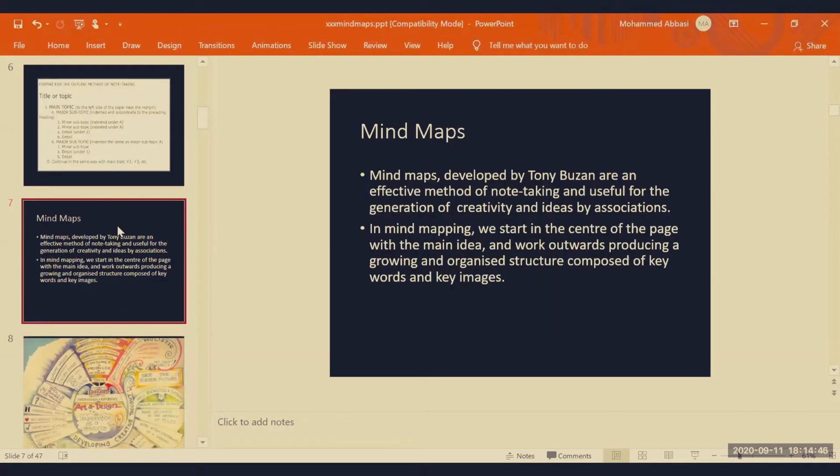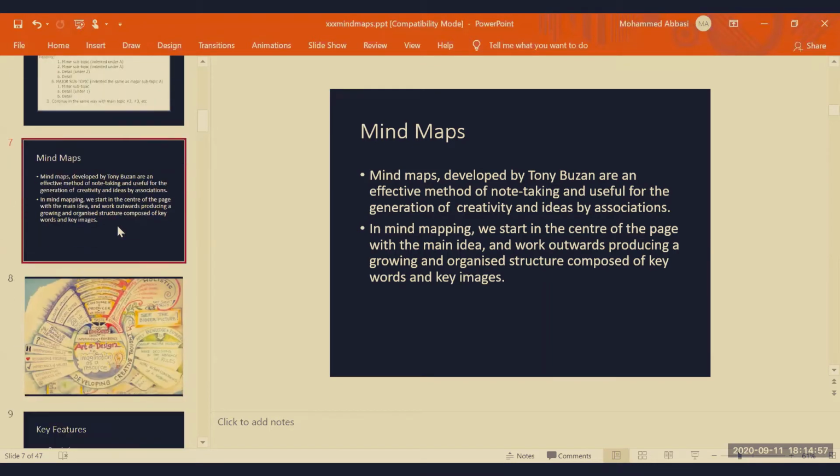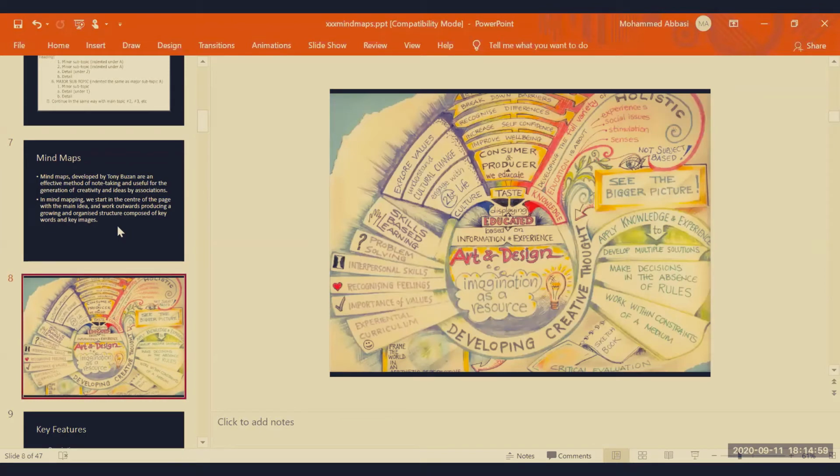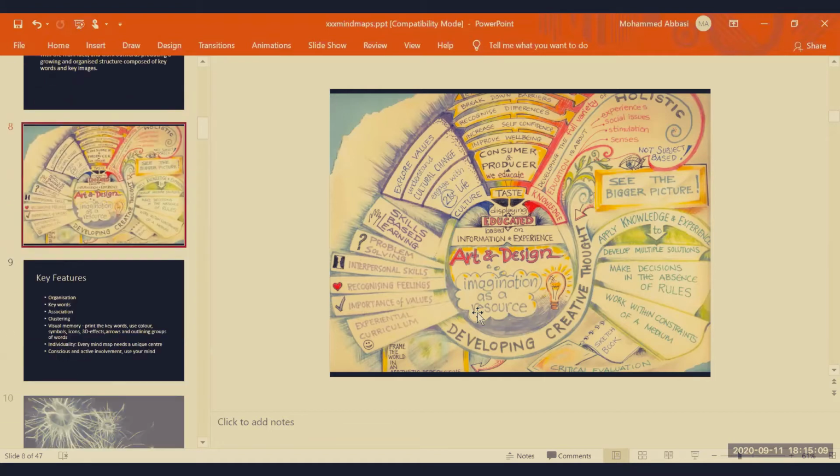Now, mind maps were developed by Tony Buzan. They're an excellent method for note taking. In mind mapping, we basically start at the center of the page and then branch outwards. Let me show you a little mind map. This is a mind map of art and design. It's about developing creativity. So imagination is your resource, okay? And how then you just branch outwards.